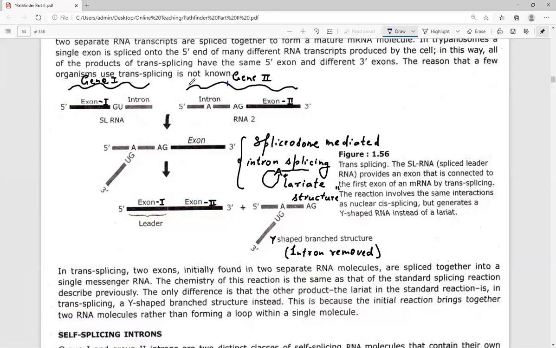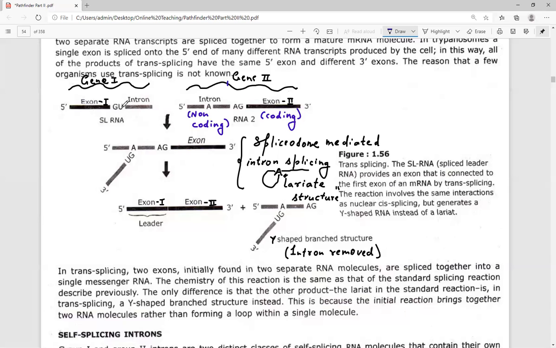This is referred to as the intronic sequence, the non-coding sequence. So this is non-coding, this is non-coding, and this sequence which is present is referred to as coding. Okay, so how does splicing take place?